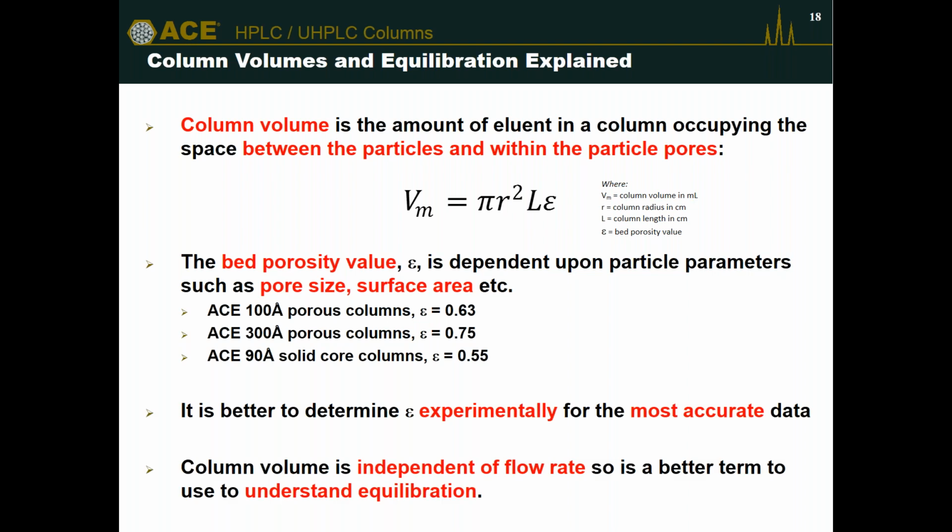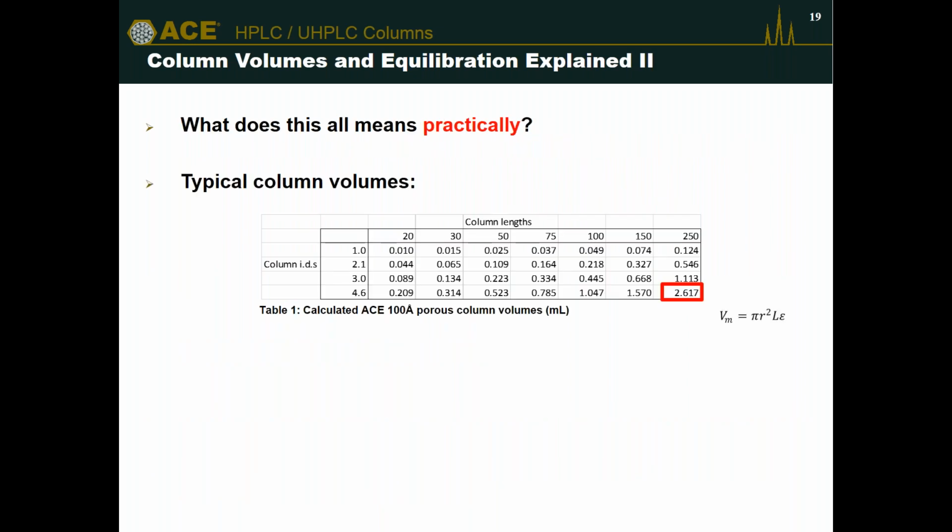Ideally, it's better to experimentally determine these values. It's far more accurate, and those are the data that are on the screen for ACE columns, which I'm showing you there. And of course, column volumes are independent of flow rate, because column volume is a determined, calculated volume amount. But of course, as I said, practically, what does this mean? Because we all think I need to equilibrate my column for 20 minutes or whatever.